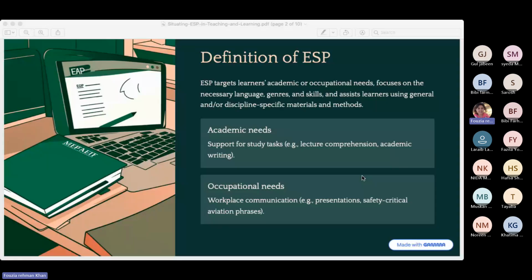One thing, it is eclectic. Another thing, it is student centered. Third thing, it is multidisciplinary. Fourth thing, it targets the needs. It is need based. Let's put it in simple words. ESP, English for specific purposes, is need based. And there are two kinds of needs. One is academic needs, and the other is occupational needs.